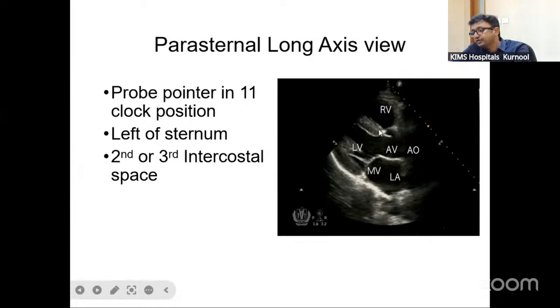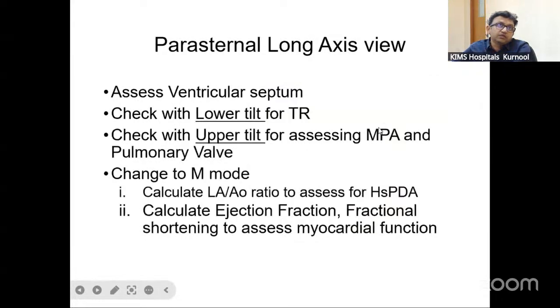So you assess your interventricular septum, and then we do the lower tilt or the upper tilt. From that position, you tilt downwards, looking into the right ventricle. That is why you will see the inflow of the right ventricle, and if there is any tricuspid regurgitation, that can be assessed. So the down tilt is to look for any TR in the tricuspid valve assessment.